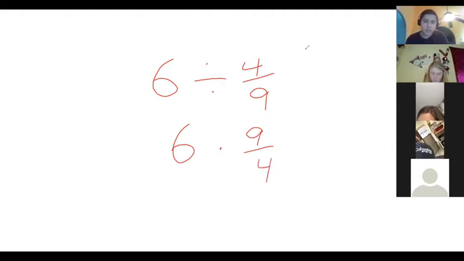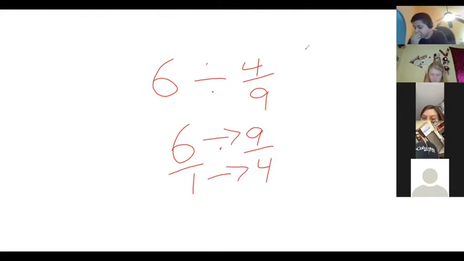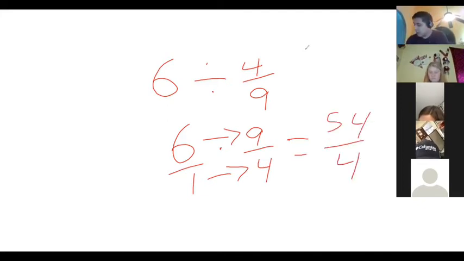What do we assume is in the bottom of every whole number? There's a 1. Right. So 6 over 1 times 9/4. That should be 54/4. And what can we simplify this to?